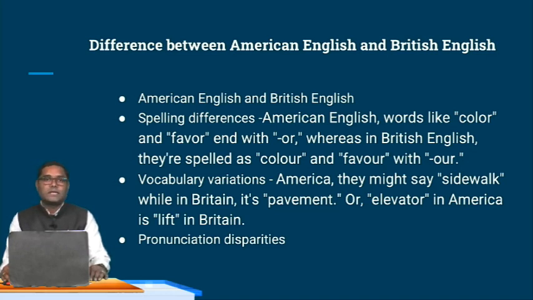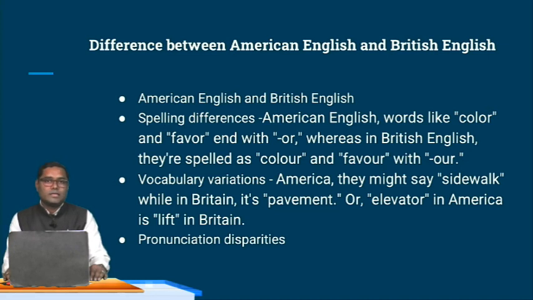After that, there are the differences in the vocabulary. The words are used differently. There are different words. For example, in America, they might say sidewalk, while in Britain, it's pavement, or elevator in America and it's a lift in Britain. So this is the basic difference in vocabulary in American English and British English.